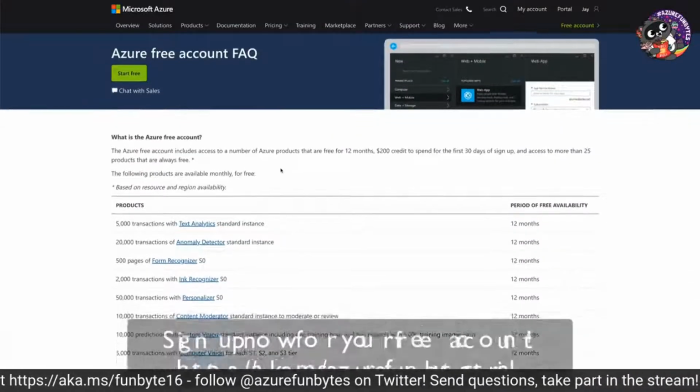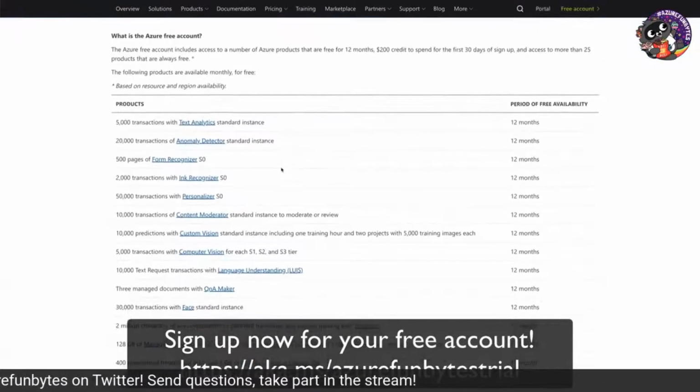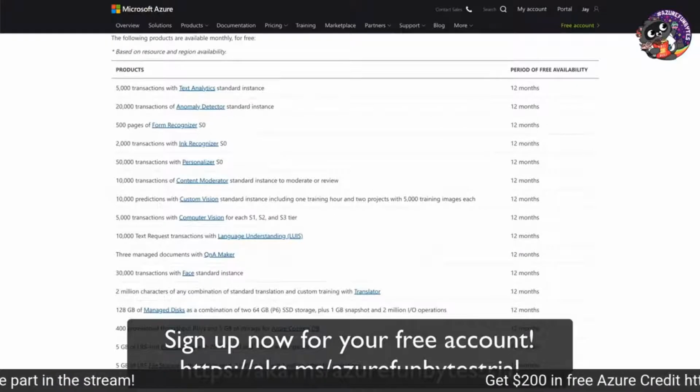A free account gets started with 12 months of popular free services, a credit to explore any Azure service for 30 days, and 25 plus services that are always free.